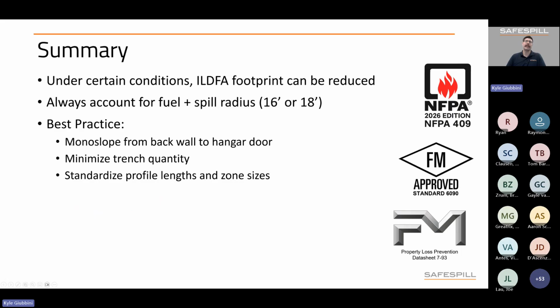And then best practice for design. Our first initial design will typically always be looking at an application where we can go with a monoslope from the back wall to the hangar door. However, once we have that initial design, we want to try to minimize the quantity of trenches in the hangar. And so sometimes a monoslope might not make sense. When we're trying to reduce trench quantity, we may want to go to that kind of accordion style design. And then finally, best practice is always to standardize profile lengths and zone sizes so that we reduce manufacturing and installation complexity. With that, I'll wrap up today's presentation and open it up for Q&A.